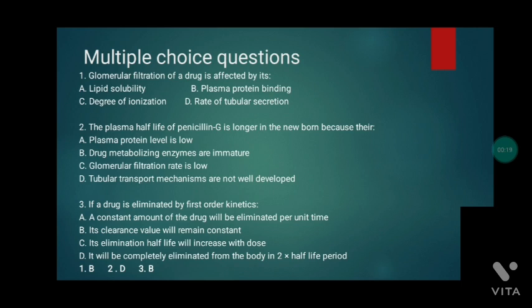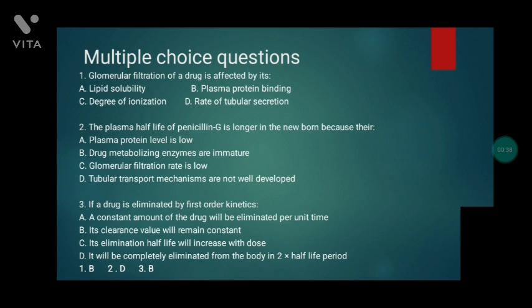Second, the plasma half-life of penicillin G is longer in the newborn because of their: A. Plasma protein level is low, B. Drug metabolizing enzymes are immature, C. Glomerular filtration rate is low, D. Tubular transport mechanisms are not well developed.